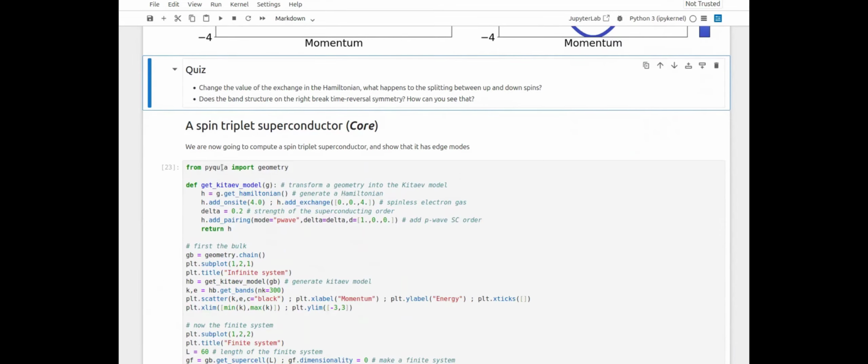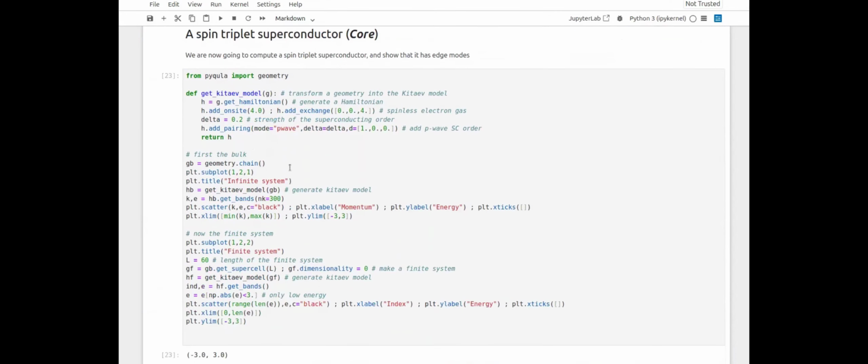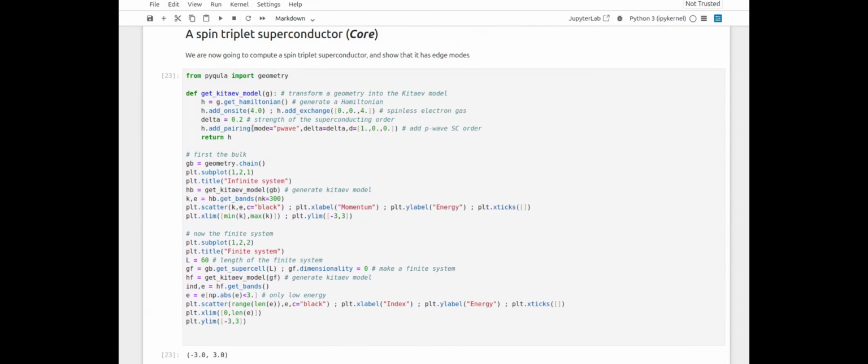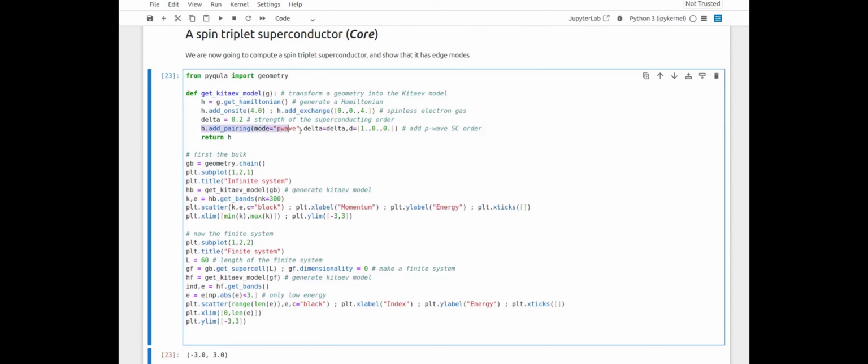Okay, so now let us move on to study a spin triplet superconductor and show that it has edge modes. The way in which we are going to build a spin triplet superconductor is by adding a pairing that is a p wave pairing, okay? And so this is what we had with a pairing mode p wave with a certain value of delta and with a certain d vector.